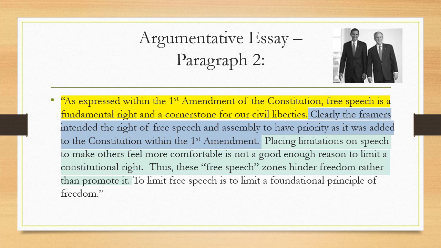So we've, again, described the document, related it to the thesis, and then closed the loop by explaining why it relates to the thesis. And then, of course, we tied it up here with: to limit free speech is to limit a foundational principle of freedom.